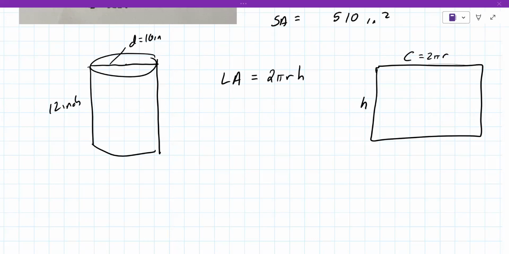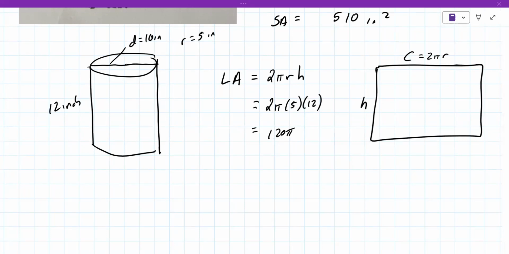376.99. It's good that you're doing that, but what if I wanted you to do it in terms of pi? Meaning, the radius here is 5, by the way. So 5 times 12 would just be 60. So I could do 2 pi 60. So 60 pi.